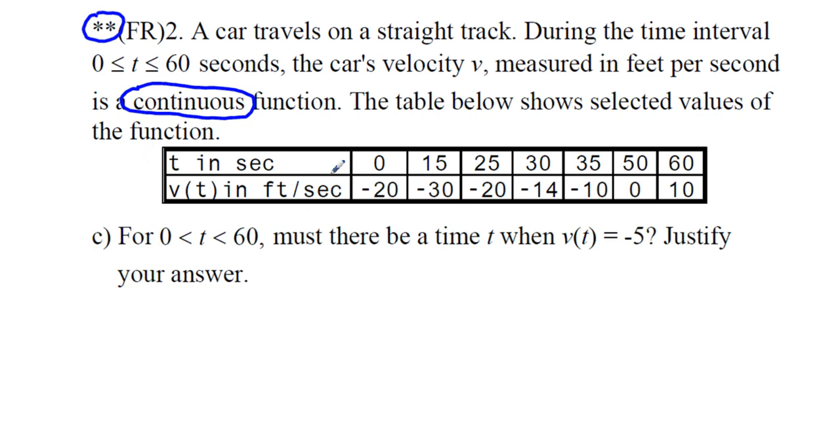Here you have on the top row time, which is an input value, and then v of t, which is our output value. For t greater than 0 but less than 60, must there be a time t when v of t equals negative 5? Justify your answer. So you're looking at v of t, and where are you going to see negative 5? Well, negative 5 is going to have to occur somewhere between this negative 10 and the 0 if the function is continuous.